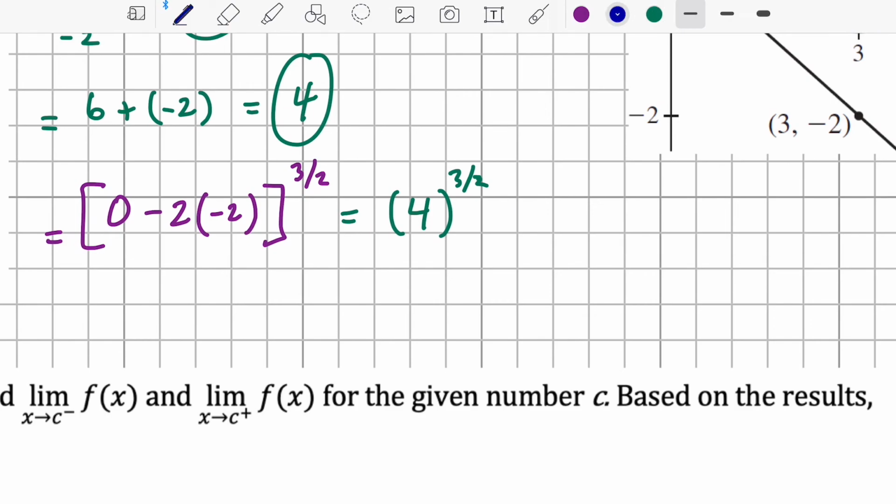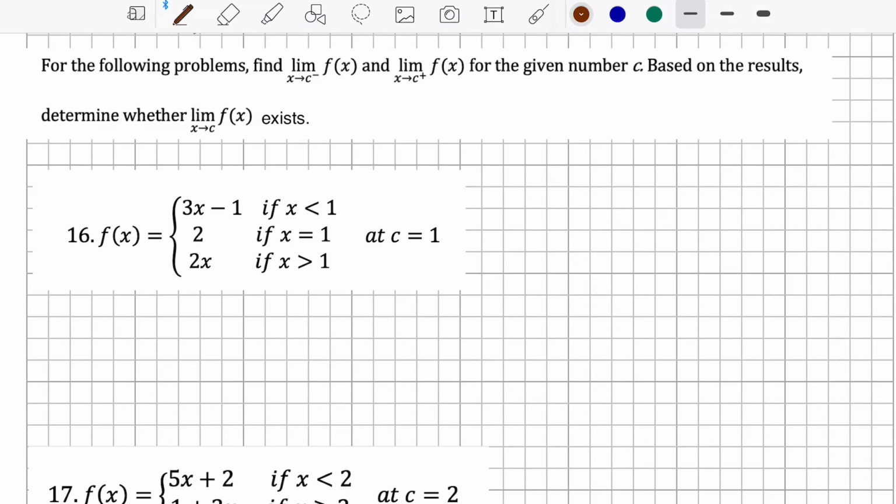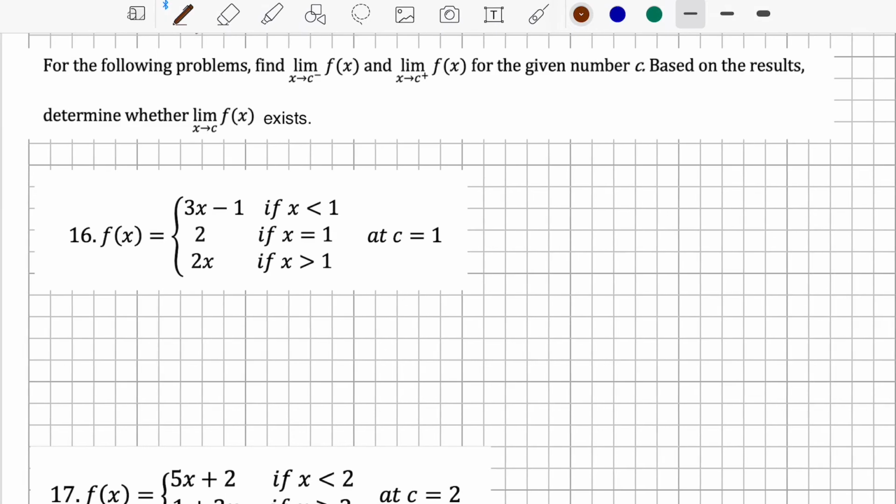Now the 3/2 power, that means that I'm going to take the square root of 4 and then raise it to the third power. Again, the 2 in the denominator tells me take the square root of 4 and then raise it to the third power. So the square root of 4 is 2, and I'm going to raise it to the third power. 2 to the third power is 8. That is our limit. Okay, last two examples.